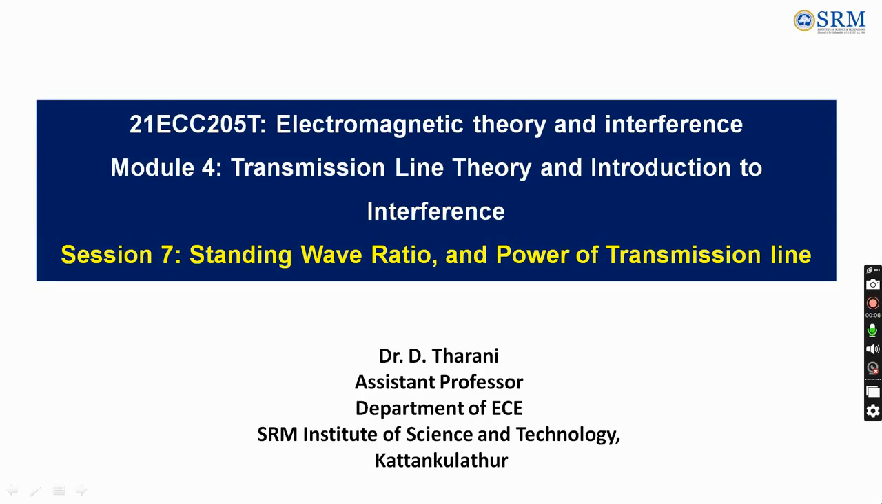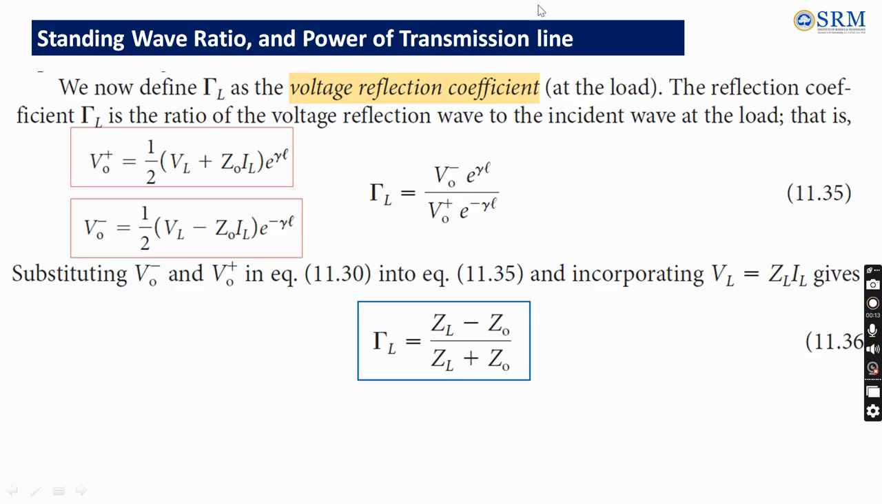In this session, let us understand how to compute SWR, that is standing wave ratio, and the power of a transmission line. Before finding a standing wave ratio, let us understand what is voltage reflection coefficient at the load. Reflection coefficient gamma L at the load side is a ratio of reflected voltage wave, that is V naught minus e power minus gamma L, to the incident wave at the load side, so divided by V naught plus e power minus gamma L, the ratio of reflected to the incident voltage waves.